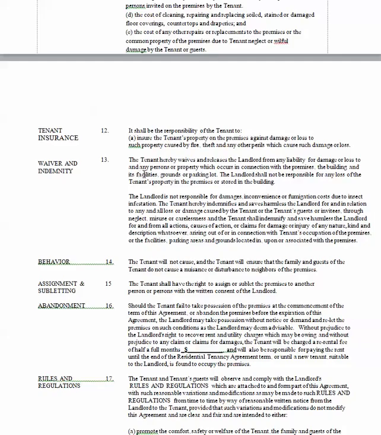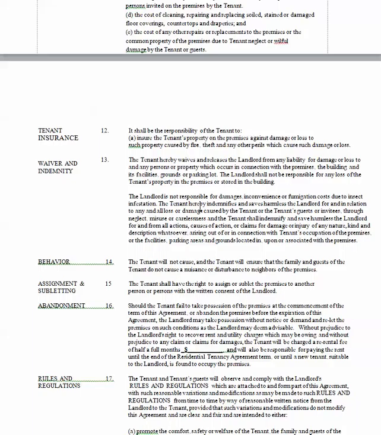The tenant hereby waives and releases the landlord from any liability for damage or loss to any persons or properties occurring in connection with the premises, the building, and the facilities, grounds, or parking lot. The landlord shall not be responsible for any loss of the tenant's property at the premises or stored in the building. The landlord is not responsible for damages, inconvenience, or any other costs due to inspection or infestation. And we're not responsible for fumigation as well.